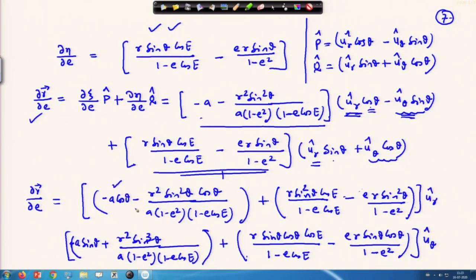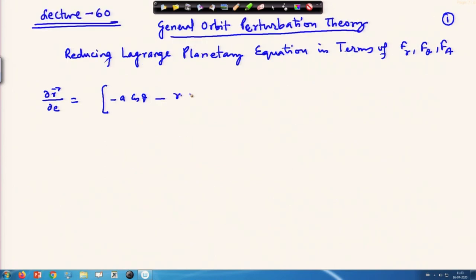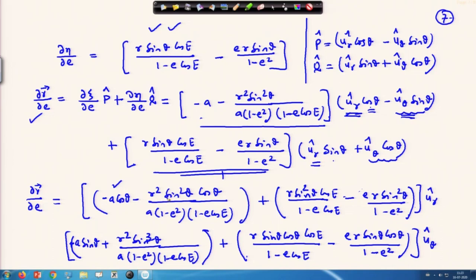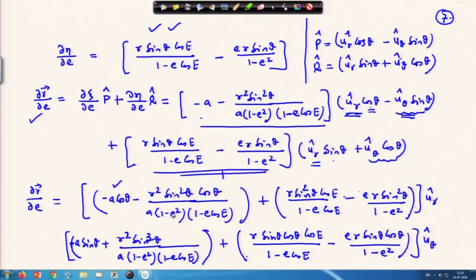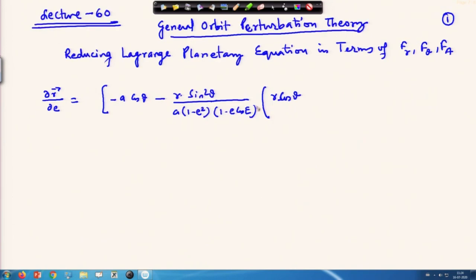Minus a cos theta, the first term we are picking here. From here, r square sin square theta times a times 1 minus e square times 1 minus e cos e we are taking outside. As you will see, some of the terms cancel out. The first term from this place, once we take it, the cos theta is remaining, r we have taken outside, so 1 r will be there. So, r cos theta, and in the same way the other terms can be written, cos e times a 1 minus e square.